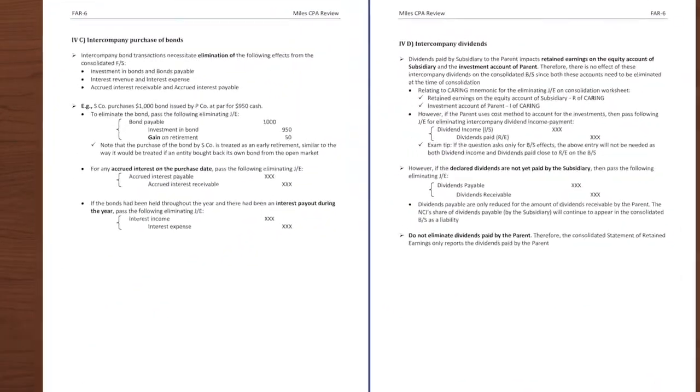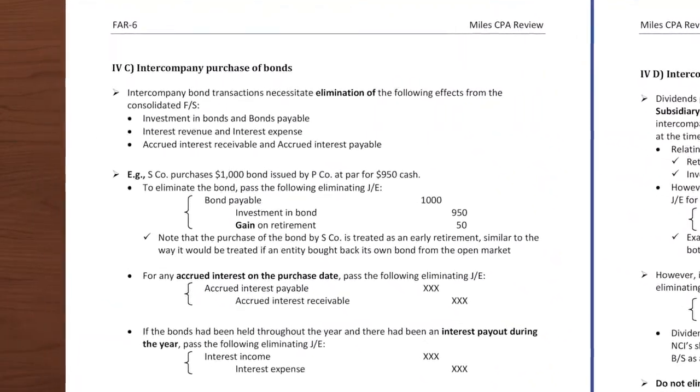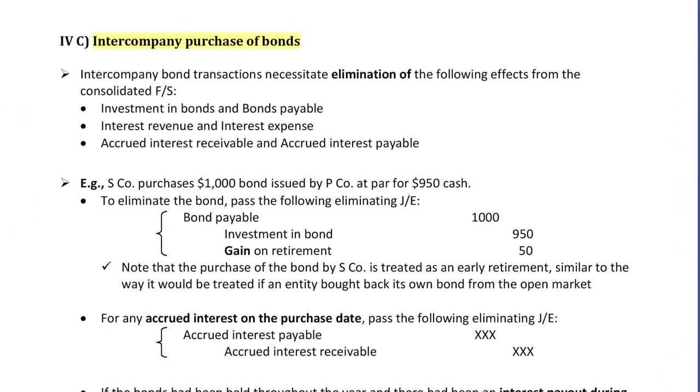Get to page 18. Highlight intercompany purchase of bonds. So this is the case where bonds are issued by one of the companies and purchased by the other. Now you cannot have a bond payable to yourself or an investment in your own bonds. So highlight: to eliminate the bond, we'll have bonds payable on the debit and investment in bonds on the credit.